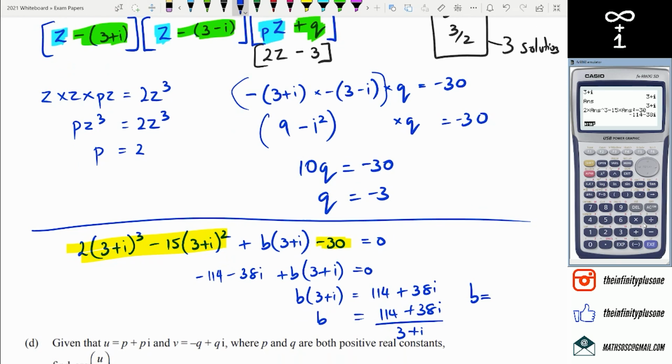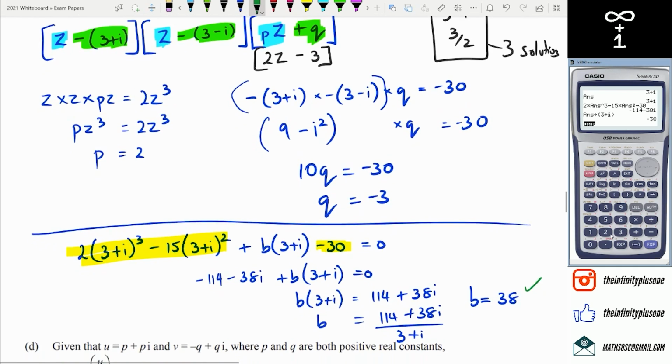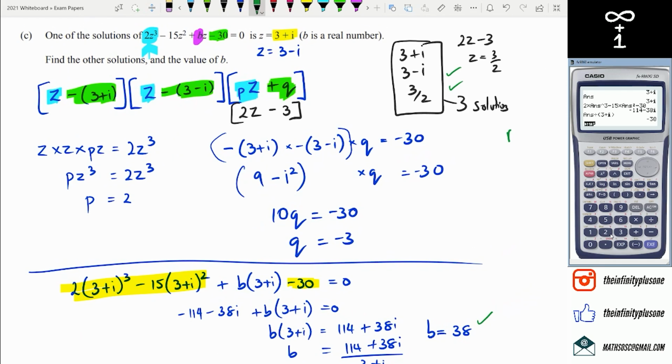So for that, I'm just going to be a bit lazy and use the calculator here. So that divided by 3 plus i. Just checking the answers, guys. Yep, so b is equal to 38. So grades wise, we're looking at the other two solutions found and b found. So you need this and these two things to get a merit. For an achieved, it is finding this, or one of these. Bit of an annoyingly long question, but it is what it is.